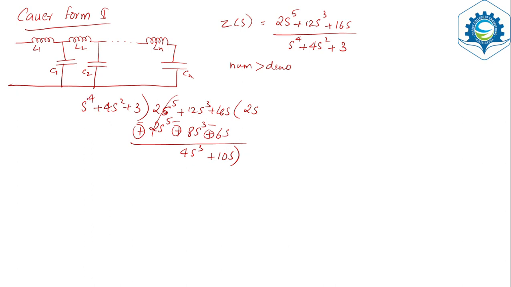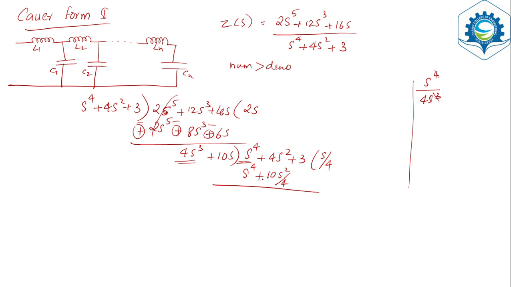Again you take the divisor from this side, S raised to 4 plus 4S square plus 3. And then again, what should you multiply with 4S cube in order to get S raised to 4? If you have a doubt, you just divide S raised to 4 by 4S cube, and whatever answer you get should be written over here. So the cube and the 4 will get cancelled, and you have S by 4. If you multiply it, you will get S raised to 4 plus 10S square by 4.